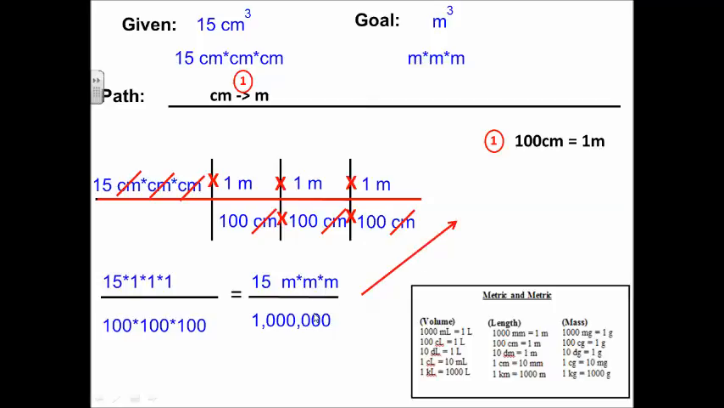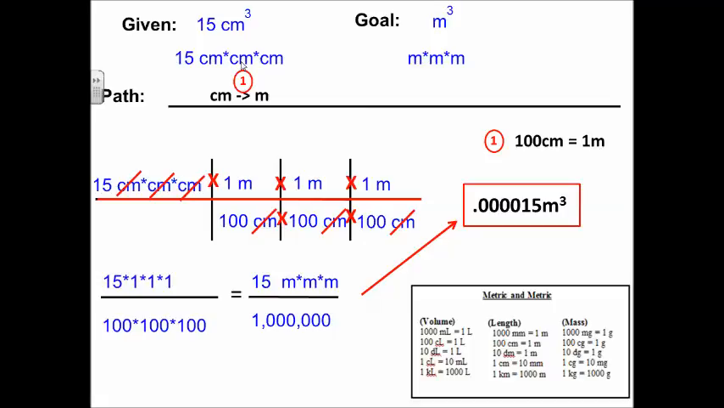Well, guess what? Plug that into a calculator or just move your decimal place and you'll get an answer of 0.000015 meters cubed. That's it. That's all there is to solving for this problem. So it's similar to what you've already learned how to do. You just need to break it apart into cubed. Or if this was centimeters squared, you would just do these steps twice because it would just be centimeter times centimeter.